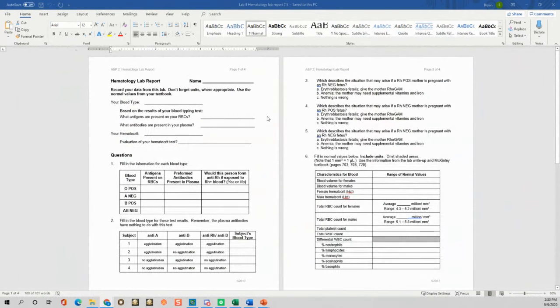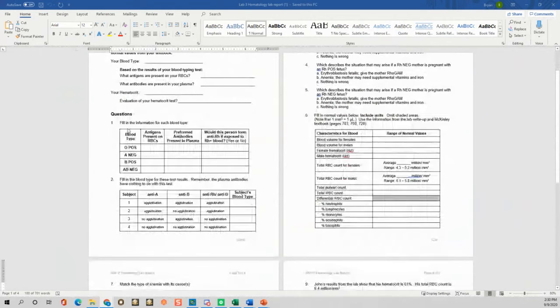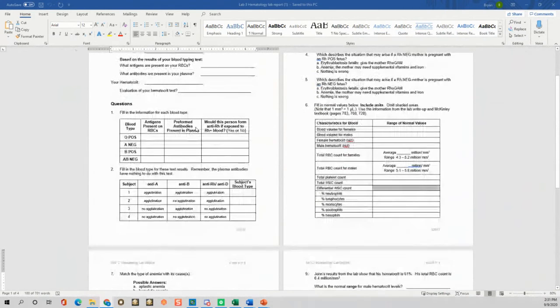So now when we go to the lab report itself, what you're going to do is you'll come in here in the very first question, number 1 here, fill in the information for each blood type. So what do you know about O positive, A negative, B positive, AB negative? What antigens, what preformed, and are you going to start to produce an anti-RH? Sweet, I already did all that for you.